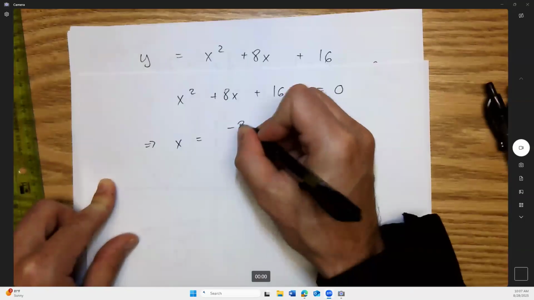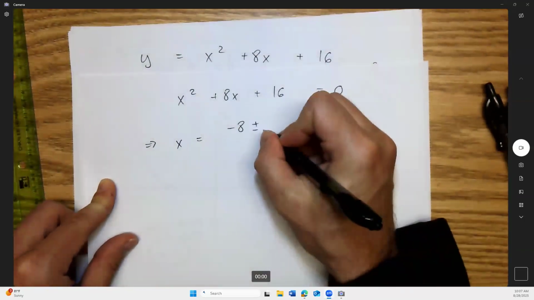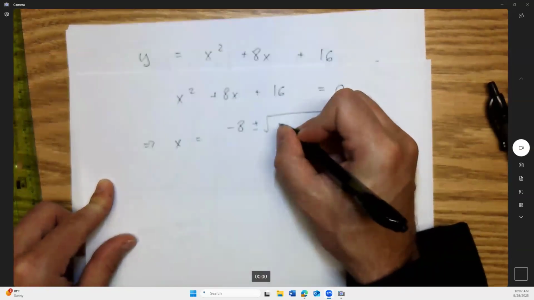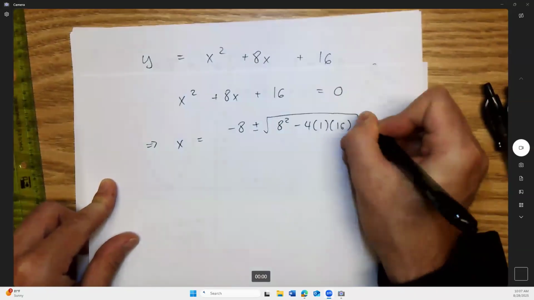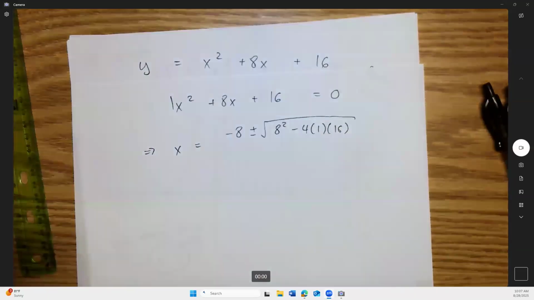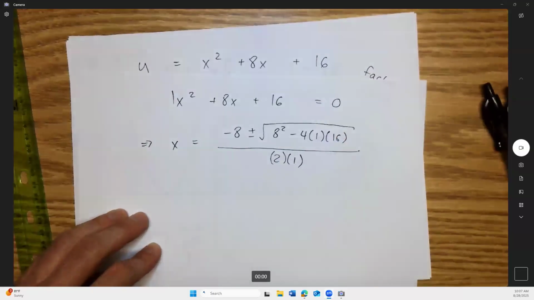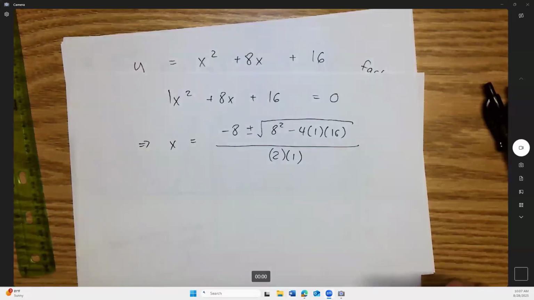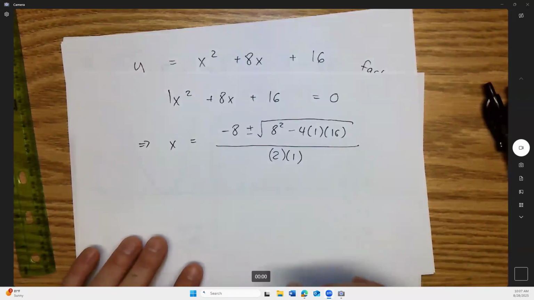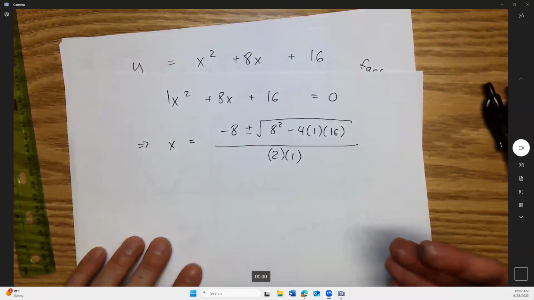So -b, and I would give the format to you if I wanted you to apply this. -b plus or minus the square root of b squared minus 4ac. You guys know for the a, there's an implied 1 on this x squared. This is all over 2a. So that would be the quadratic equation that applies to that. Now, guys, different parts of this quadratic equation correspond to different aspects of that parabola we just graphed.